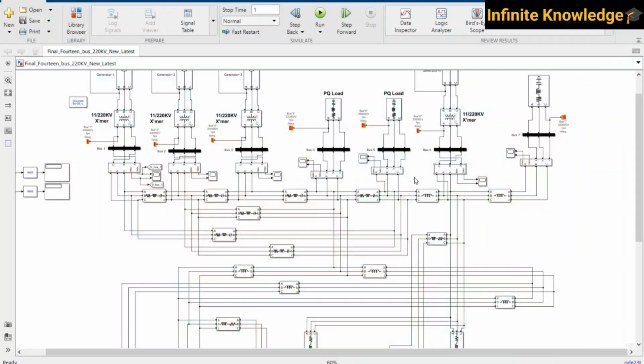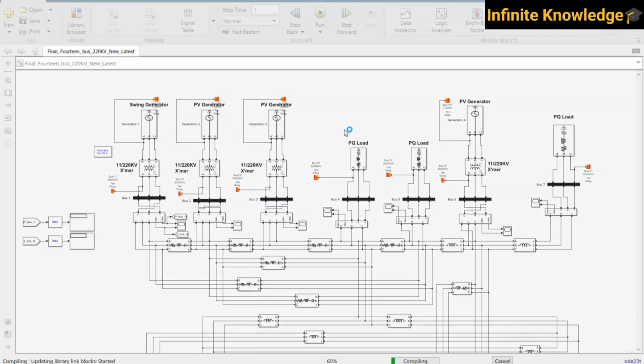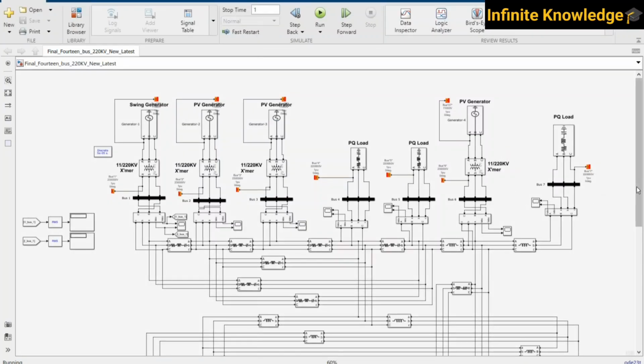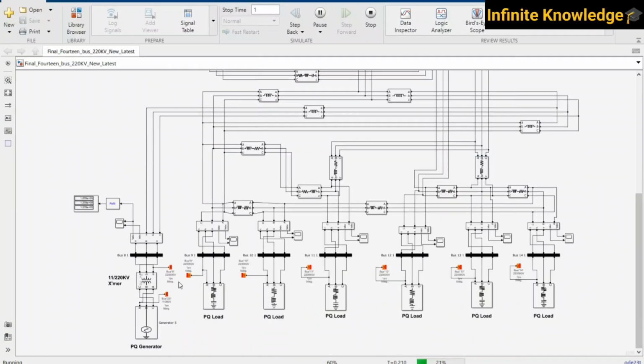So, back to our video, this is the latest model in which we are going with 220 kV. I just ran the simulation. In this model there is one swing generator, and I think one, two, three, and one at the bottom side, four are the PV generators. This is the PQ generator.